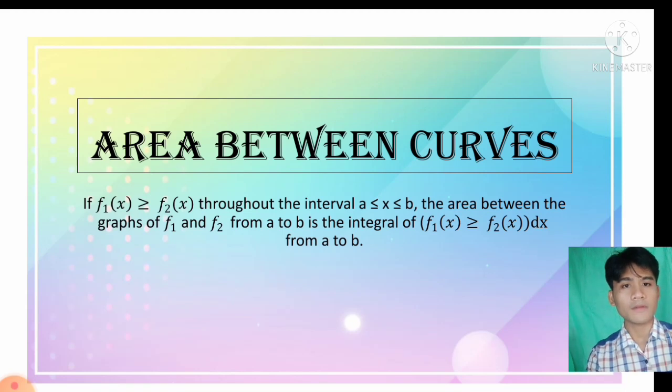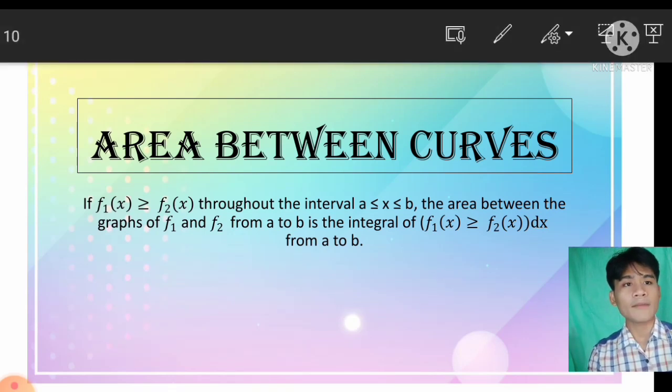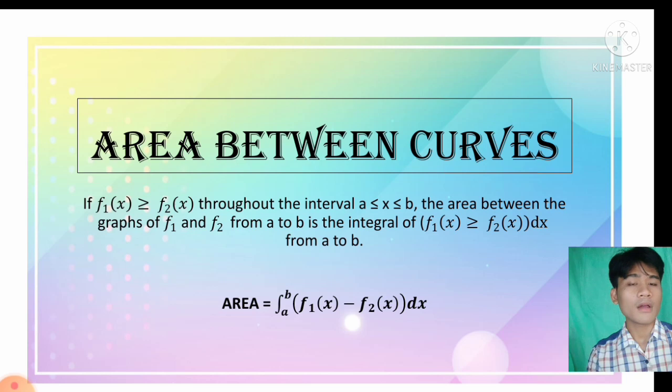We are able to solve the area between curves if f sub 1 of x is greater than or equal to f sub 2 of x throughout the interval a is less than or equal to x, and x is less than or equal to b. The area between the graphs of f sub 1 and f sub 2 from a to b is the integral of the quantity f sub 1 of x minus f sub 2 of x dx from a to b. And by that, we came up with this formula for solving the area: the integral of f sub 1 of x minus f sub 2 of x dx from a to b.